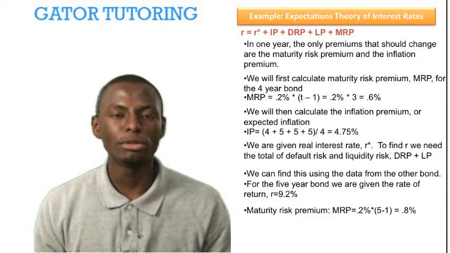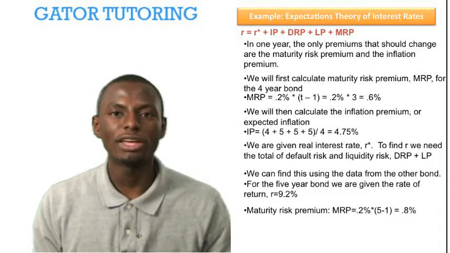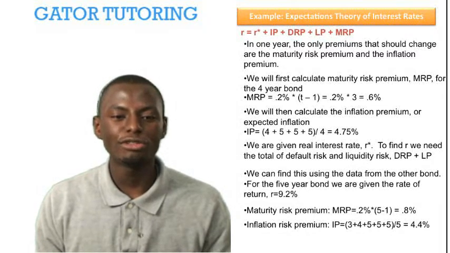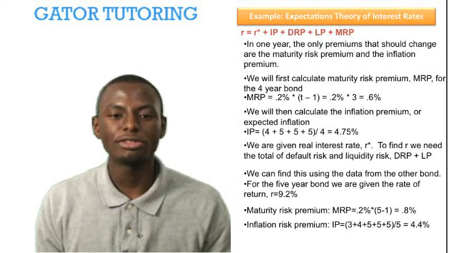We can calculate the maturity risk premium, which is 0.2% times the quantity of 5 minus 1, which is 0.8%. We can find the inflation premium, which is (3 + 4 + 5 + 5 + 5) over 5, equals 4.4%.